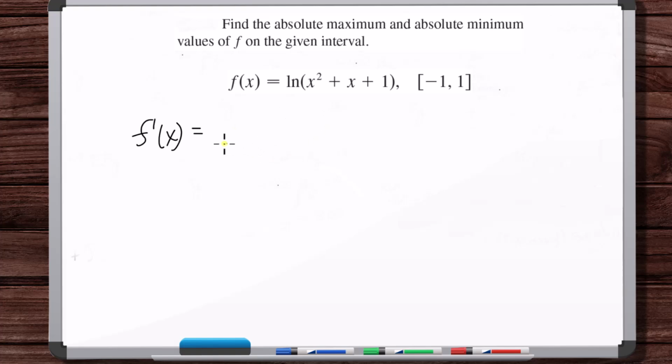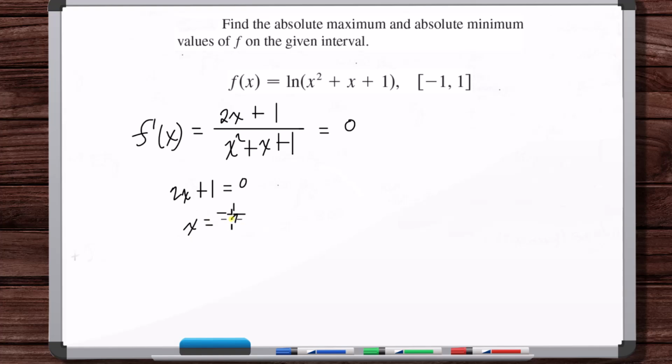Let's find the derivative. So chain rule. It's 1 over this times the derivative of what's on the inside, which is 2x plus 1. Where does this equal 0? When 2x plus 1 is equal to 0, so when x is equal to minus 1/2. Where does this not exist? When x squared plus x plus 1 is equal to 0. And is this on the interval? Yeah, this is on the interval.